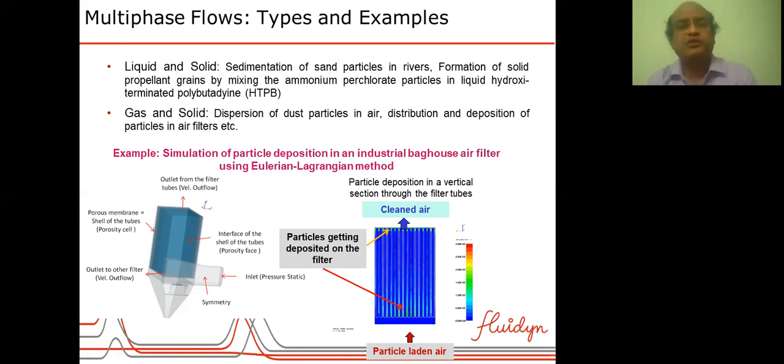But this involved the modeling of an industrial particle filter. It's called a baghouse air filter. Here what happens is the air laden with particles comes into the filter, and these particles get collected in the filter, and the air goes out. And in the process, the particles change the characteristics of the filter.